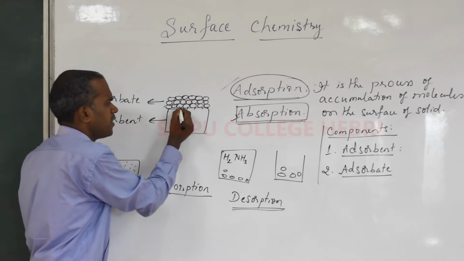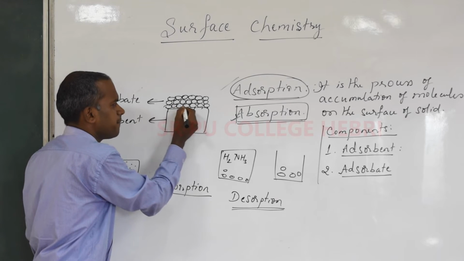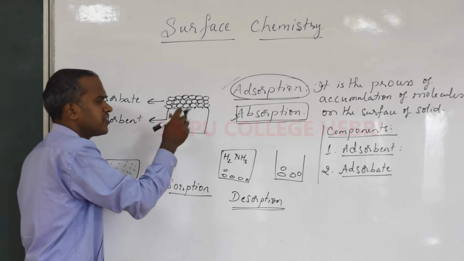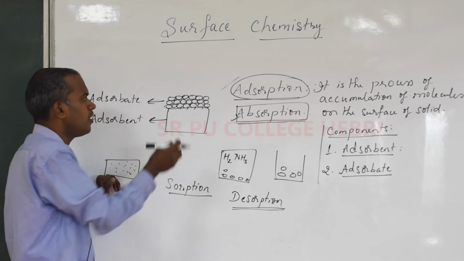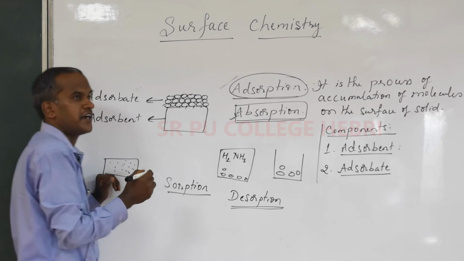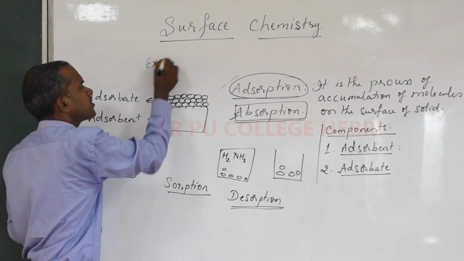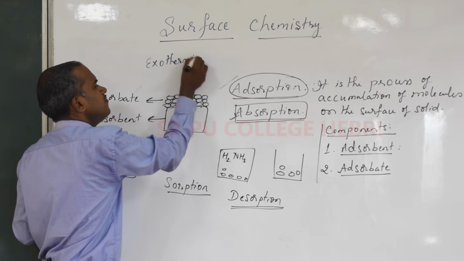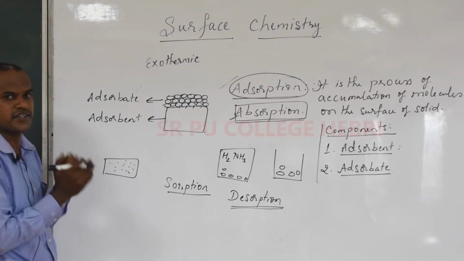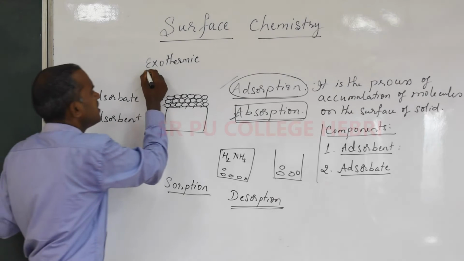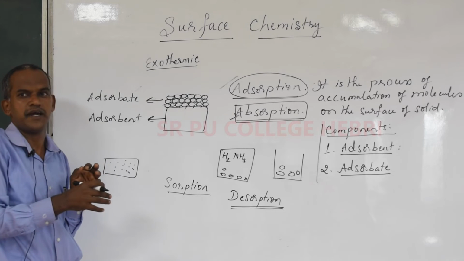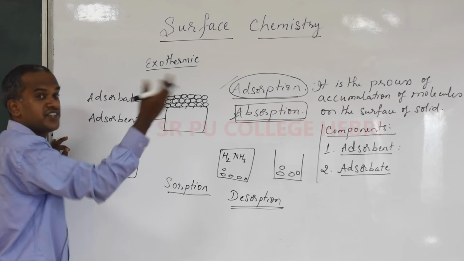We know, simple, I told you just now, if the particles accumulate, there is a formation of some bonds, and formation of bonds liberates heat. So in general, we say the process of adsorption is exothermic. When you study adsorption, you have to remember this thermodynamic aspect. It is generally exothermic, meaning during the accumulation of the particles on the surface of the solid, heat is liberated.